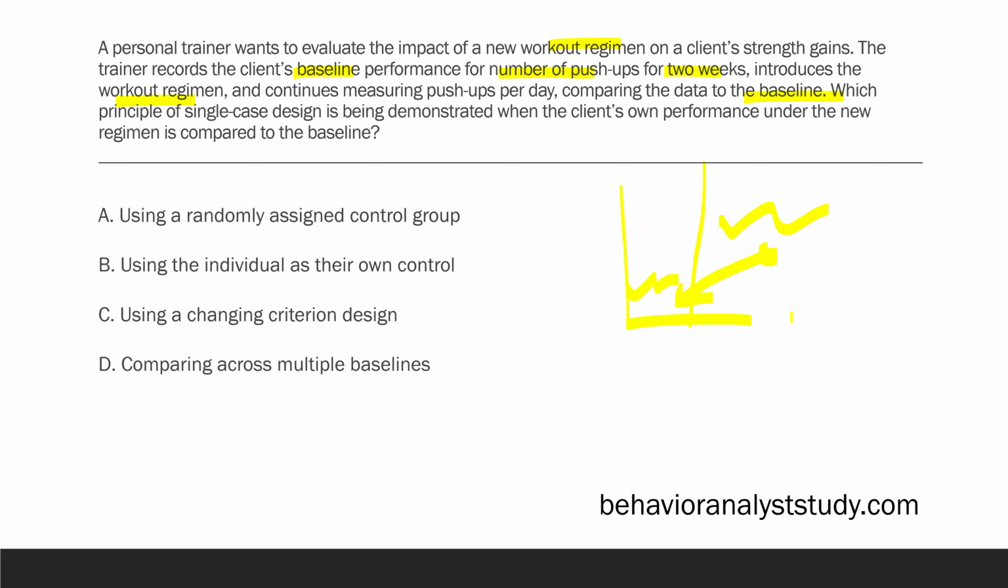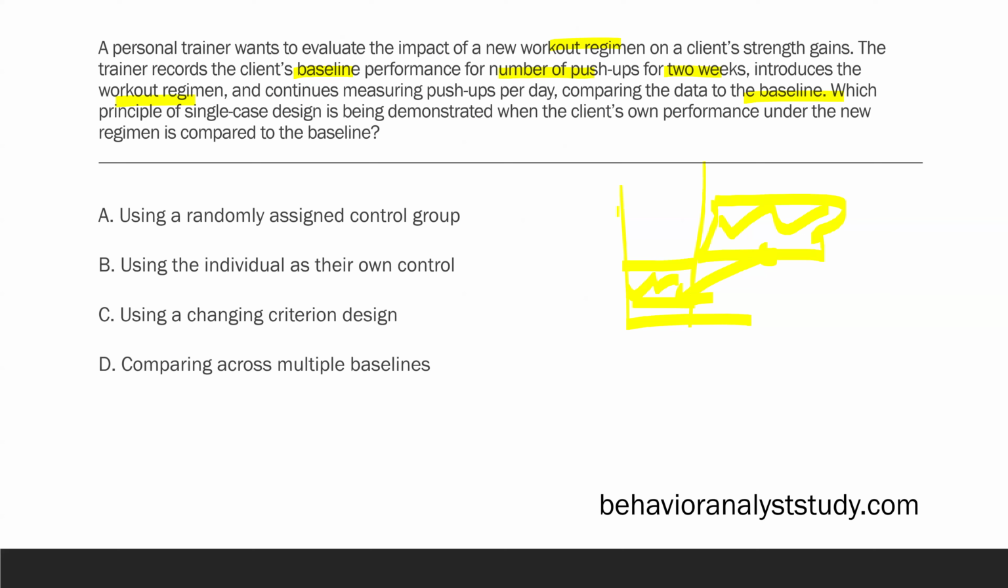What is that principle of single case design? A, using a randomly assigned control group. We don't have a control group here, right? We just have our clients comparing their own performance to prior performance or prior phases. B, using the individual as their own control. Yes, this is what we mean when we use the individual as their own control. We are comparing the individual's performance to their past performance and their past baseline. Without any intervention, what have they done? That's our baseline. With intervention, how does it compare to their baseline?